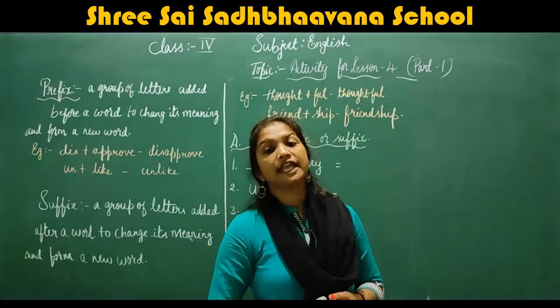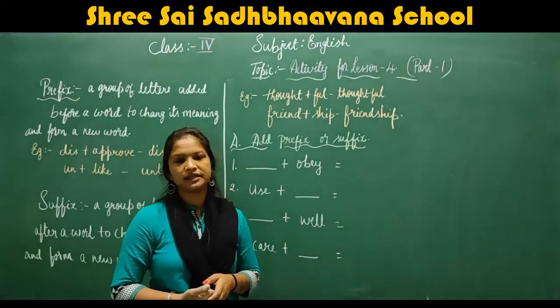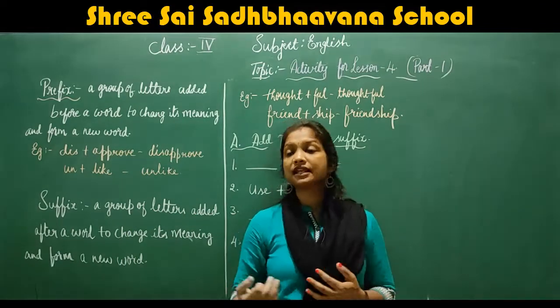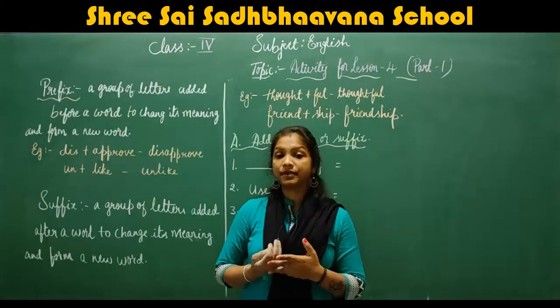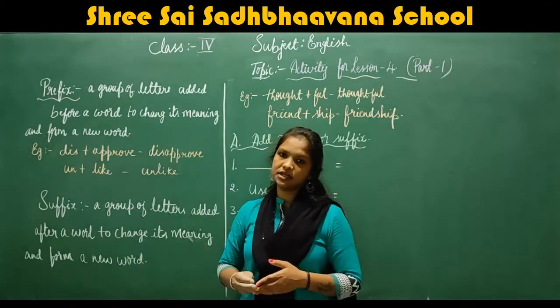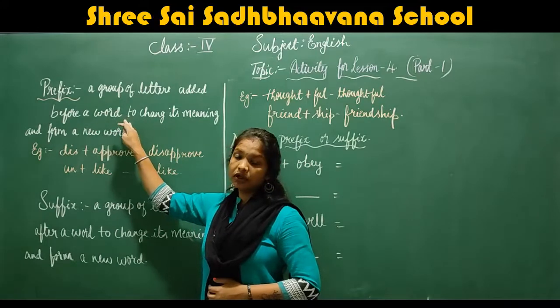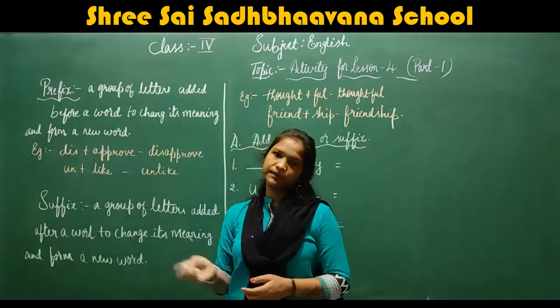Children, we will start the textbook activity for Lesson 4, the shadow lesson. Okay, children, first, what have they given in your textbook? They started with the prefix. Right, now what do you mean by prefix? Prefix is a group of letters added before a word to change its meaning and form a new word.